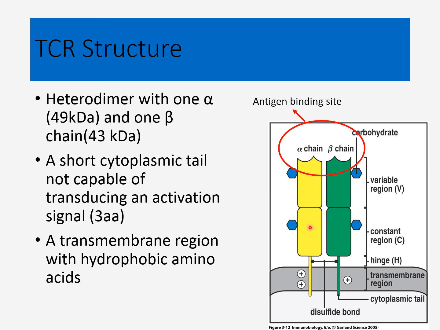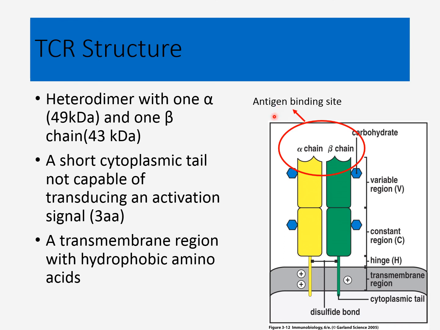You can see each chain has two extracellular domains, and the outermost part is known as the variable region, in the case of the alpha chain called variable alpha, in the case of beta called variable beta. And then a constant region of both the alpha chain and beta chain, and then there is a short transmembrane and a cytoplasmic domain. The variable regions of the alpha and beta chain form a region to which the antigen binds. So this defines the antigen binding specificity of T cell receptors.